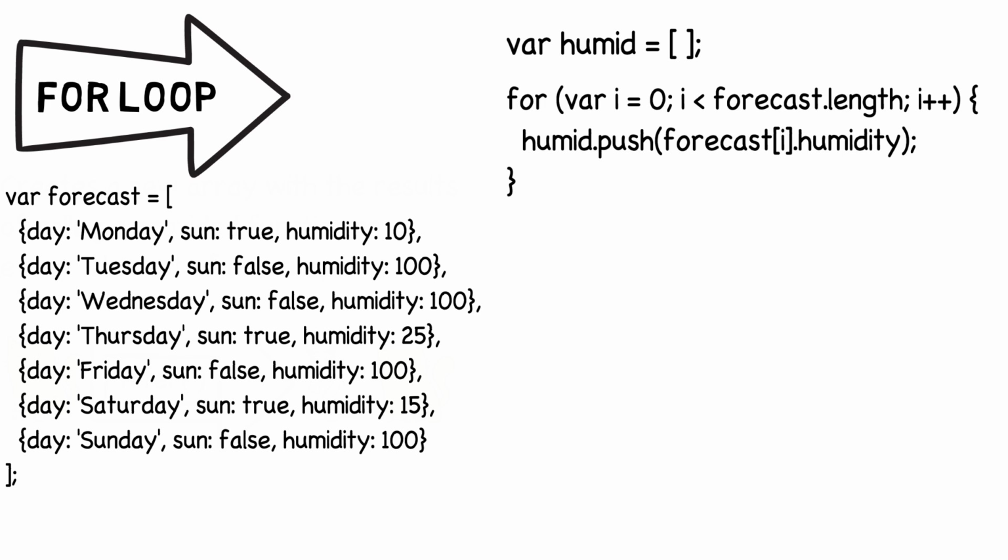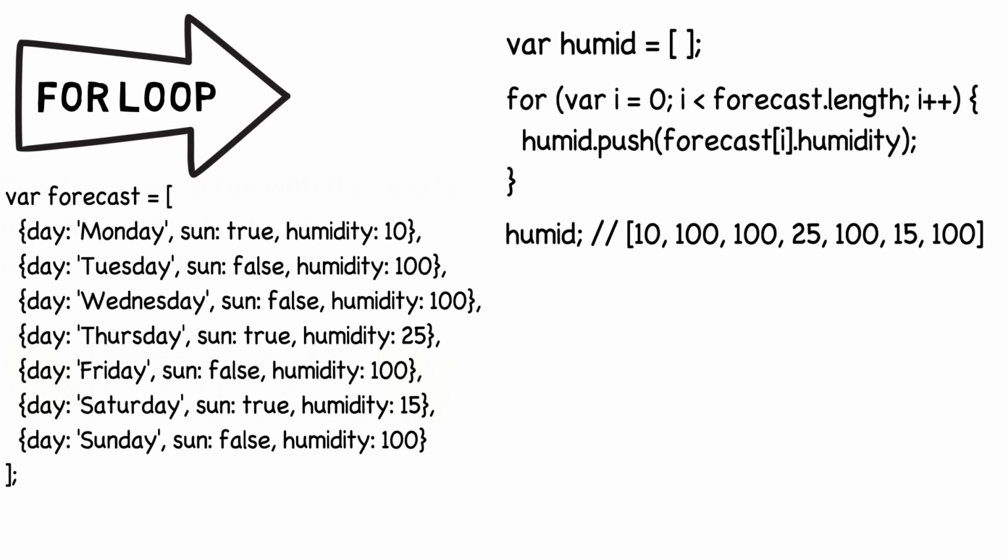As we go through all of the values of our current array, and we push them into our new array, we find that humid will return an array filled with values of 10, 100, 100, 25, 100, 15, and 100. This would lead you to believe that you'll probably want to keep an umbrella somewhere near you for the rest of the week. Now, how do we do this with the higher order function map?